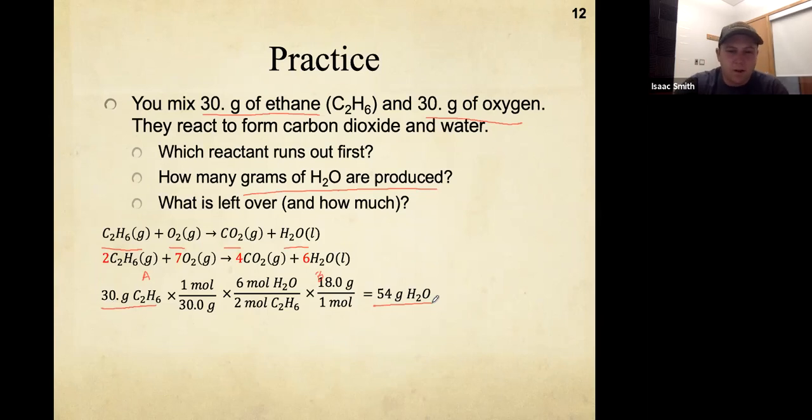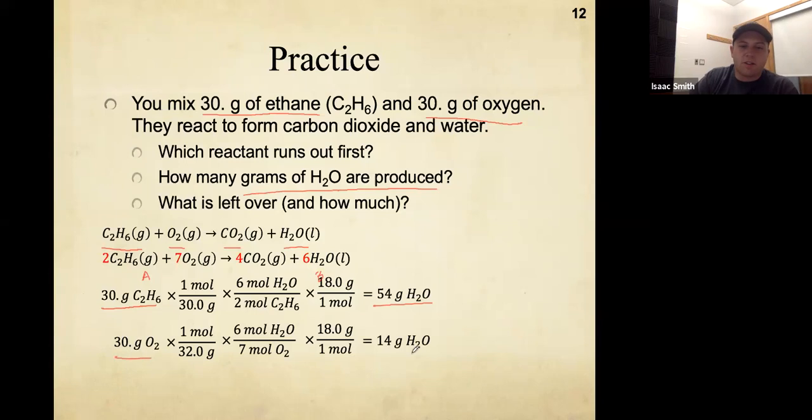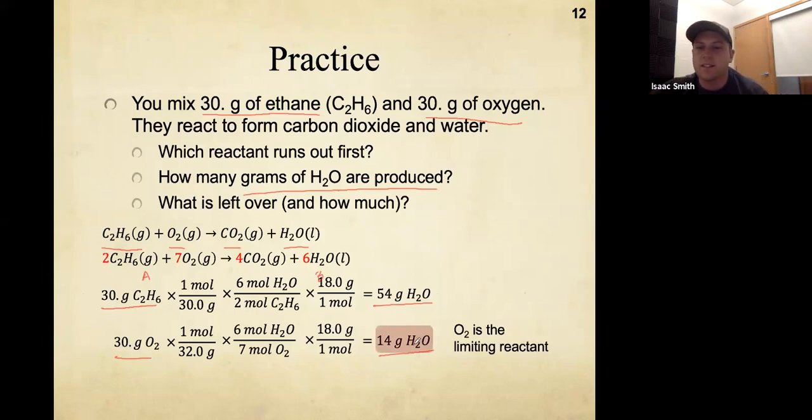Okay, we're going to do the same thing with oxygen. Convert that to moles of oxygen, convert moles of oxygen to moles of water, convert moles of water to grams of water using the molar mass. And this tells us that 30 grams of oxygen allows us to make 14 grams of water. Okay, so you can see here that oxygen is the limiting reactant because it produces the least amount. So the lower number wins in this case, I guess.